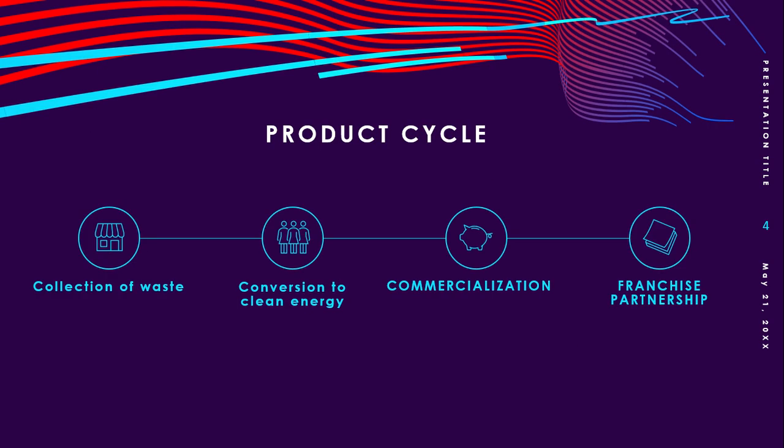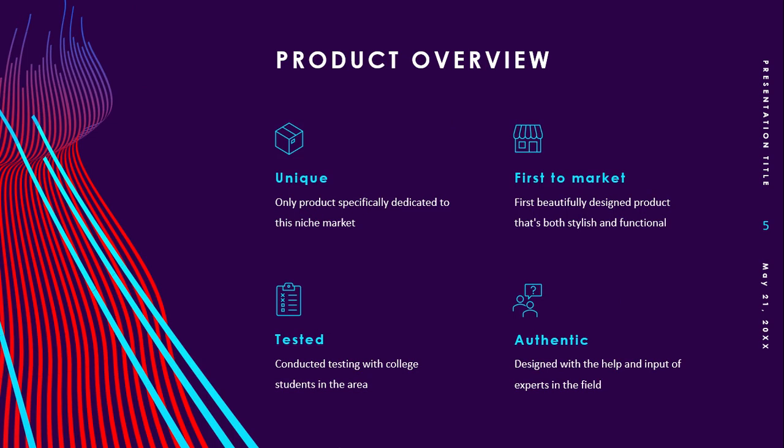So what about the product cycle? It starts with collection of waste. Maybe we collect food waste from the market, we convert to clean energy to get the biofuel, then we commercialize, that is by creating a product and also a service. After that, there is franchise partnership, whereby we can get clients or partners who want to purchase some of our product and use them to boost their businesses, but under an agreement with the company. Then lastly, about the product overview, it is unique, it is first in the market, it is tested, and it is authentic.